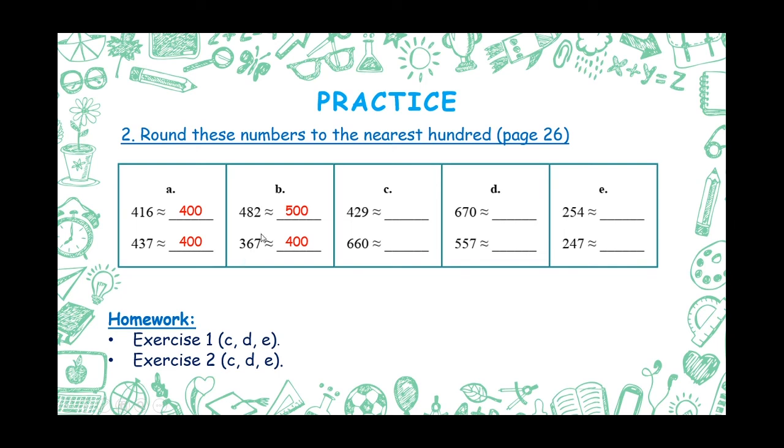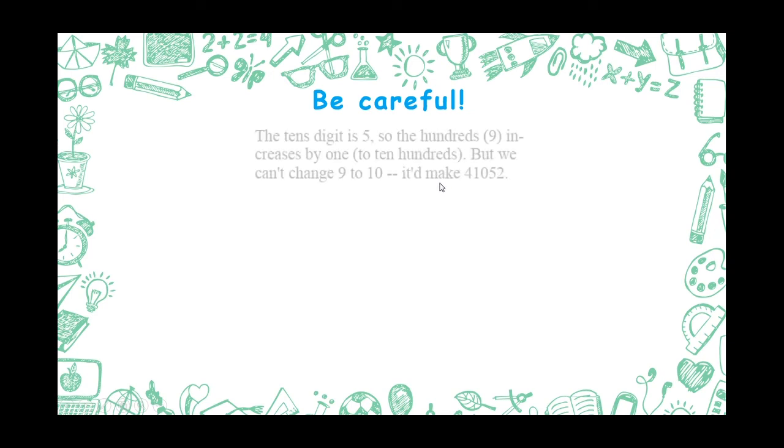Alright. Be careful. Let's read together. The tens digit is 5. So the hundreds, 9, increases by 1 to 10 hundreds. But we can't change 9 to 10. It would make 41,052. So let's take a look.